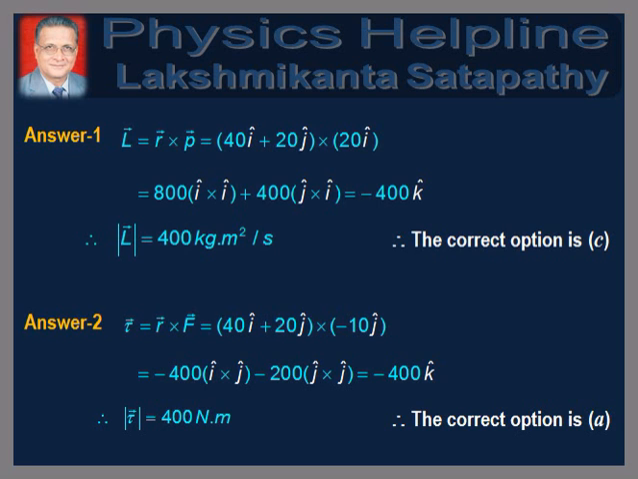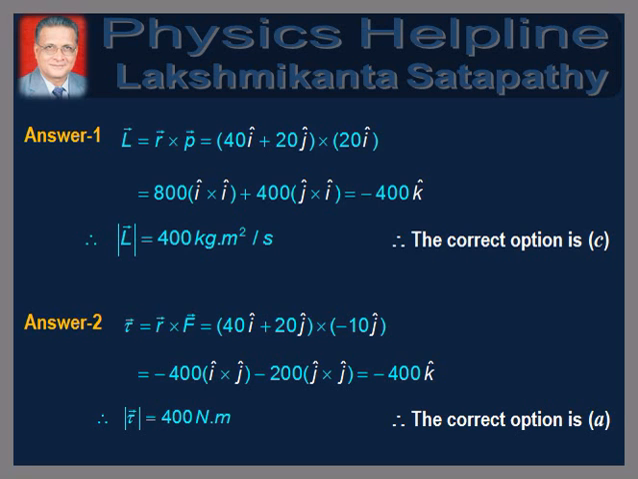Now, we will solve the problem in question 2. For this, we start with the vector equation tau is equal to r cross F. Putting the values of r and F, we get tau is equal to 40 i cap plus 20 j cap cross minus 10 j cap.